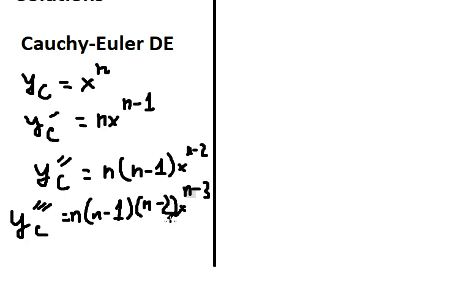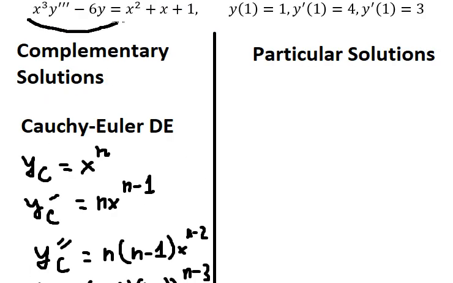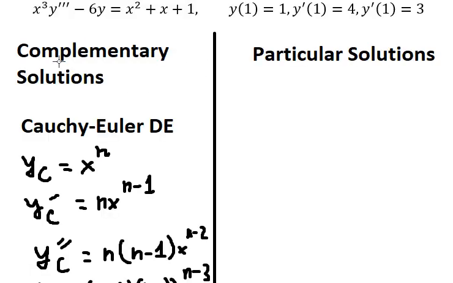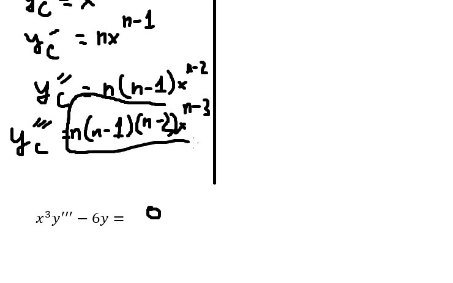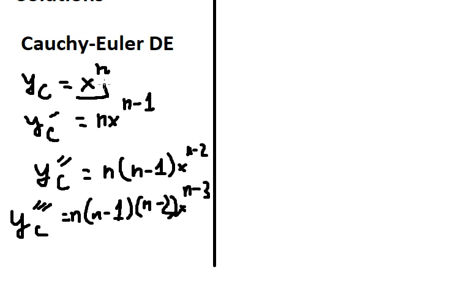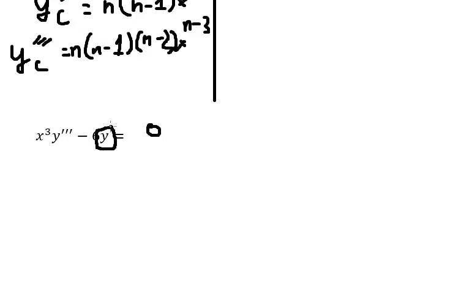So in this situation, we need to consider this equation on the left. If we look carefully, because this is about complementary solutions, I will put this equal to 0. Now we have the third derivative of y, so I will put this one here, and the original function, I will put this one here.